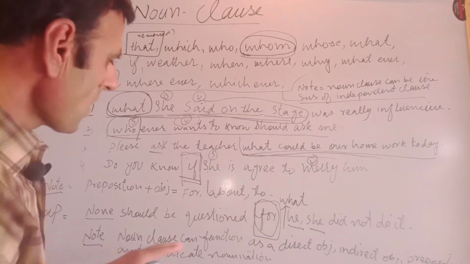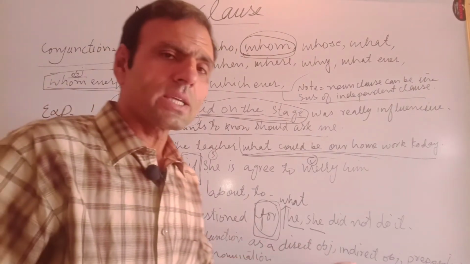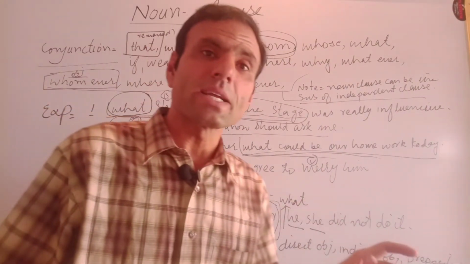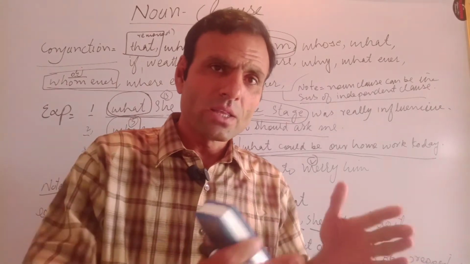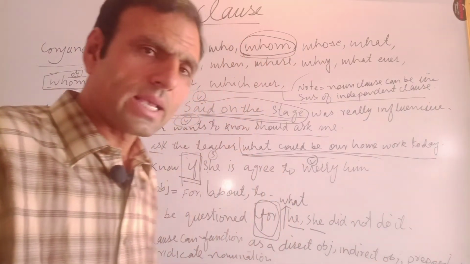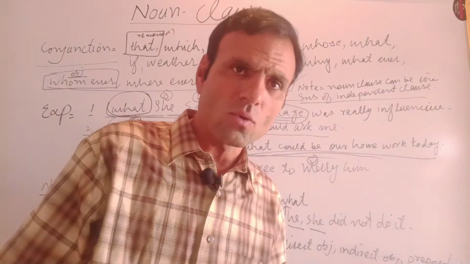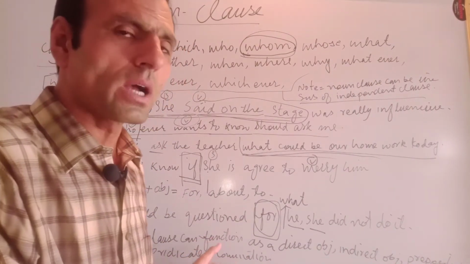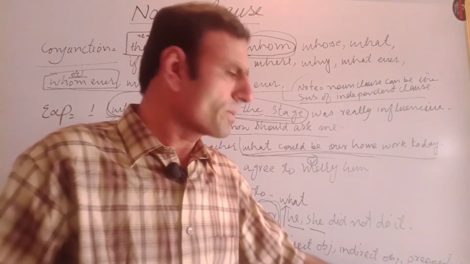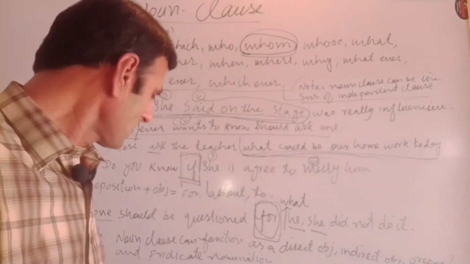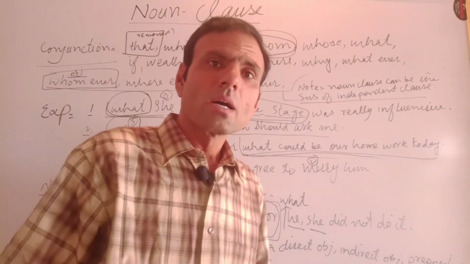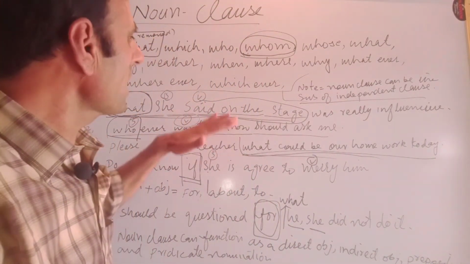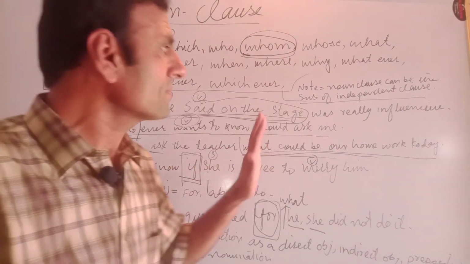Okay. A noun clause can function as a direct object, indirect object, preposition object, and predicate completion. These are the works of a noun clause, like a direct object or an indirect object in a sentence. This is the work of the noun clause, I'm saying. Okay, indirect object, preposition or predicate nominative, like to add something for the predicate. These are the works of the noun clause.